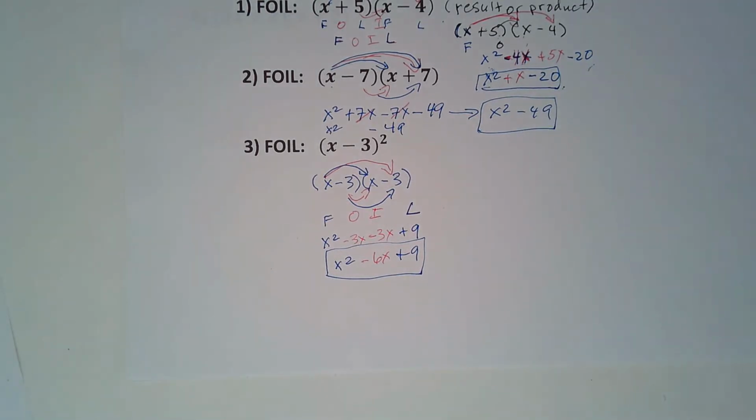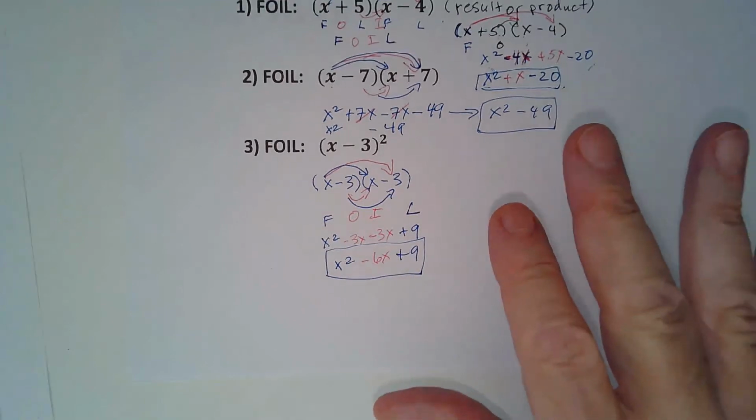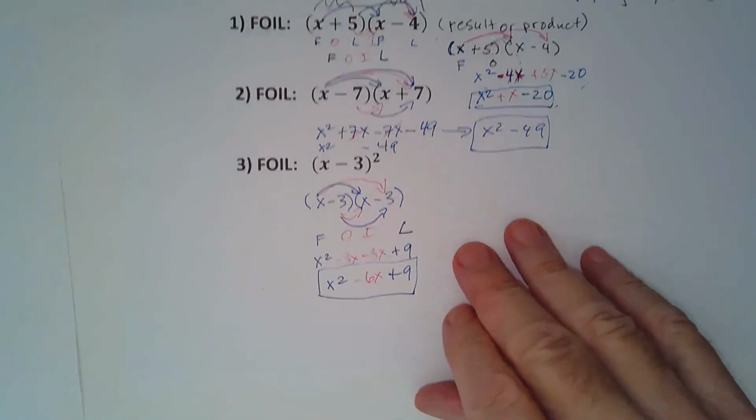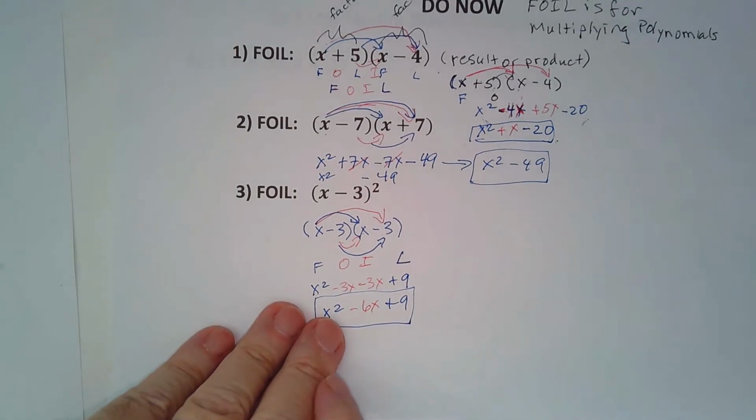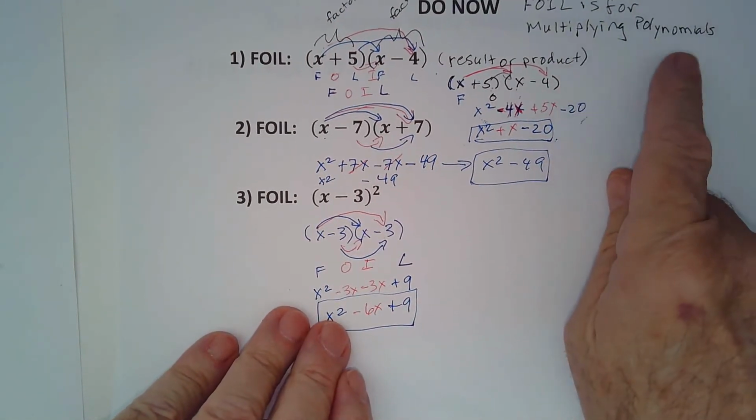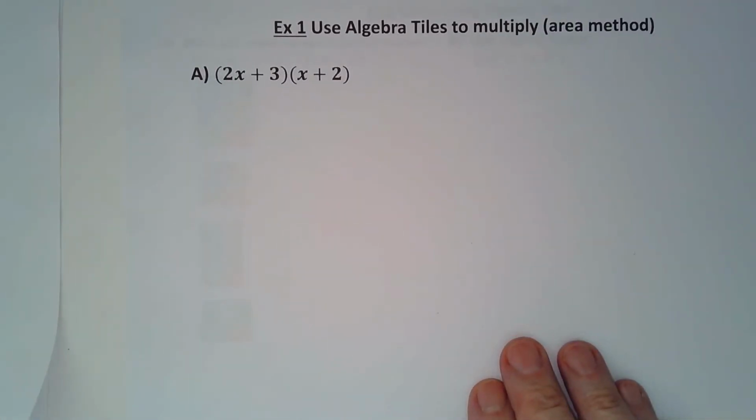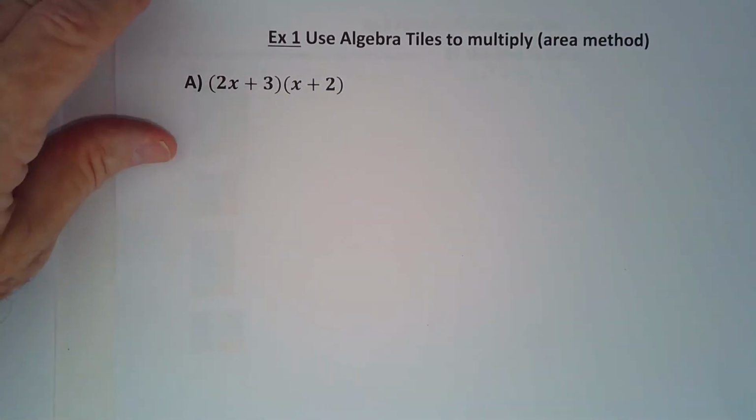Okay. All right, so that's foiling, that's multiplying together. But what we're doing is factoring. So we're going to go backwards, and when we go backwards with foiling, instead of multiplying our polynomials together, we're dividing them. But we're still going to kind of use FOIL as a device when we do this. But before we get to that, what I want to do is use algebra tiles, and this is the area method that we're talking about.